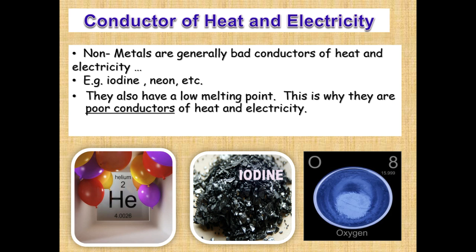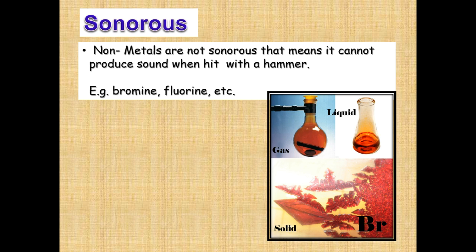Non-metals are generally bad conductors of heat and electricity. Iodine, neon, etc. They also have a low melting point. This is why they are poor conductors of heat and electricity. Non-metals are not sonorous. That means they cannot produce sound when hit by a hammer.